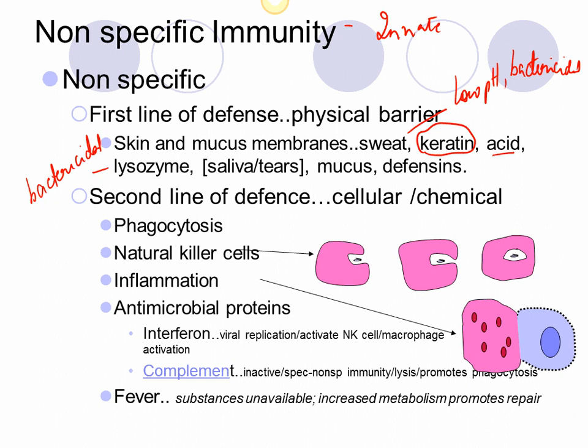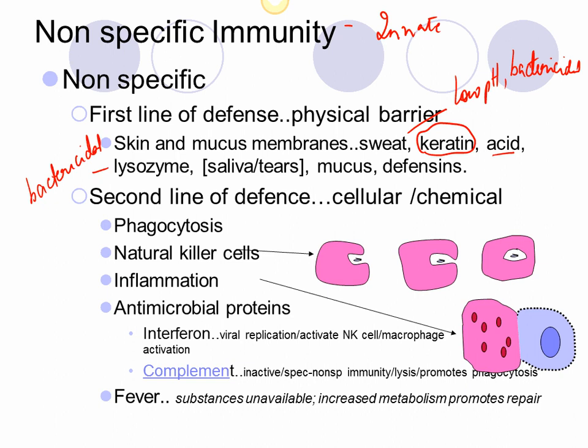Then you have goblet cells and simple columnar cells which produce a lot of mucus. That mucus in your mucous membrane is very thick. It is able to trap substances which may go there. You also have the production of molecules called defensins, which again help to prevent bacterial growth. So these are some of the things that skin and mucous membranes do.